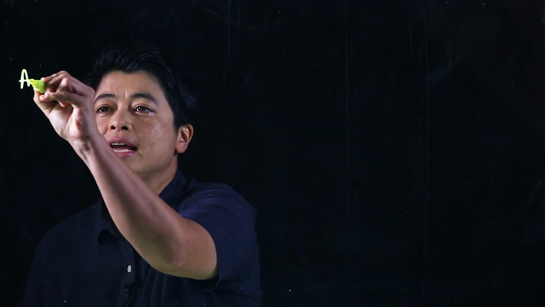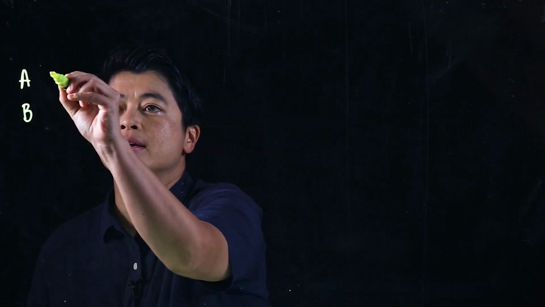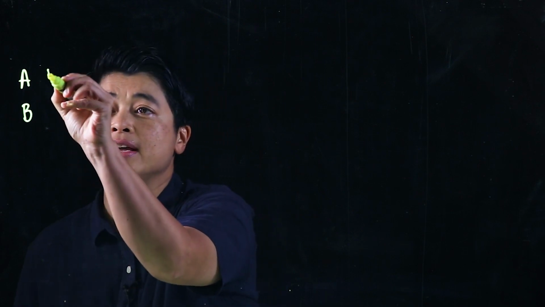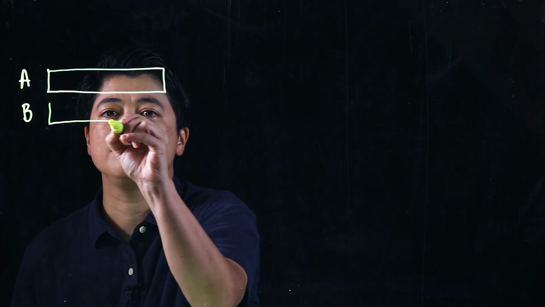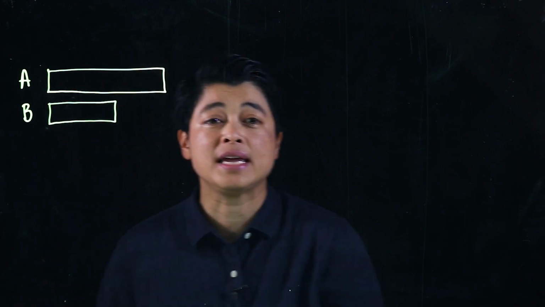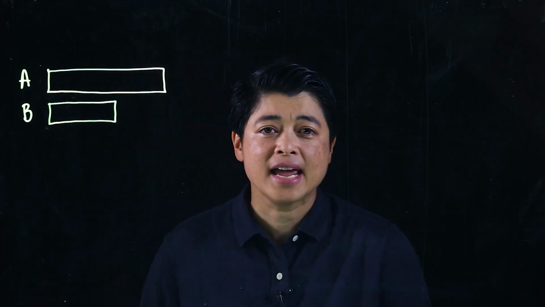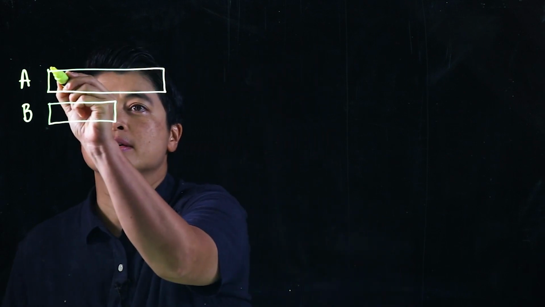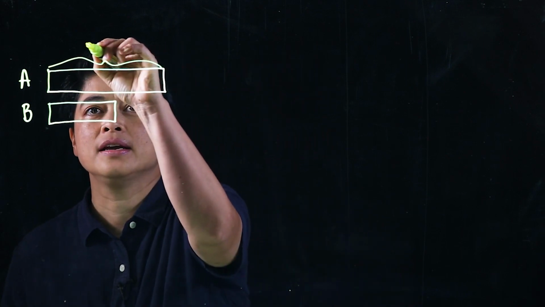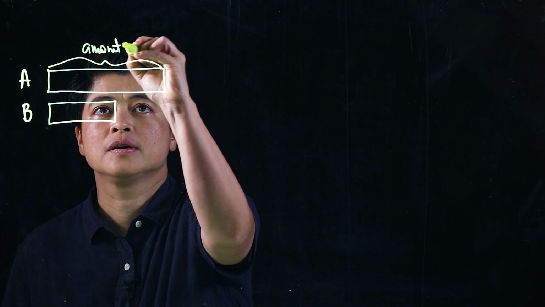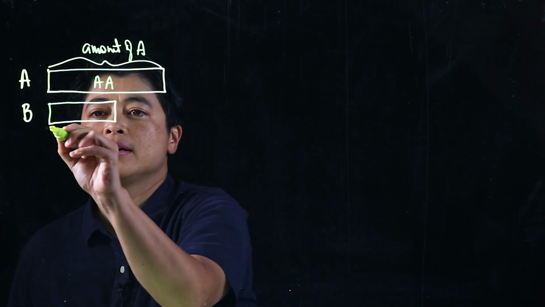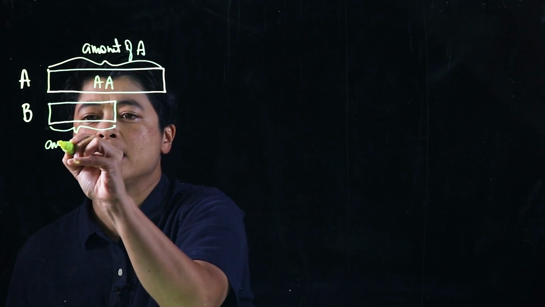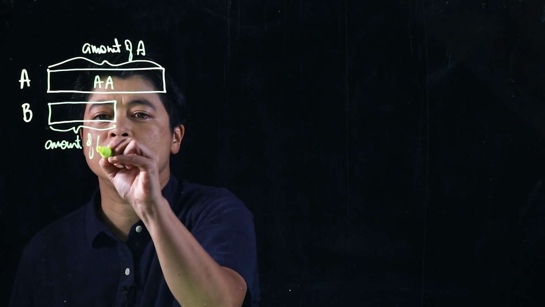Okay, so we'll call the first one A and B. The first is if this is the amount of A and this is the amount of B. So we're comparing A with B. In this case, A has more. So this is the amount of A, and this is the amount of B.